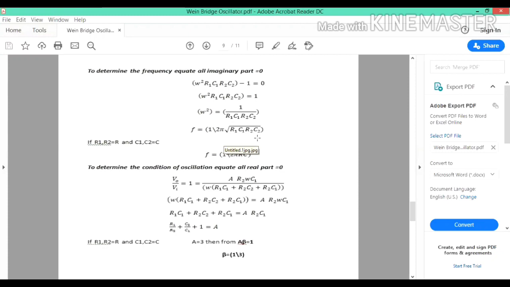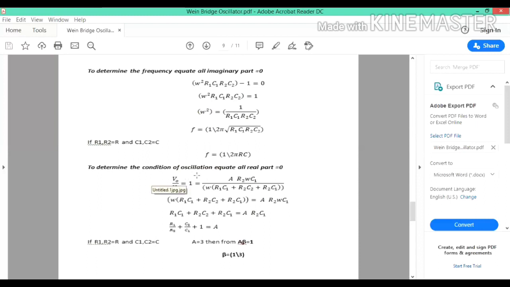In most cases in your feedback network, the resistances we use will be of equal values. So if R1 equals R2, we can take it as R. If C1 and C2 have the same value, you can take it as C. Then R1 and C1, R2 and C2, everything is the same value, so you can simplify the frequency equation like this: F is equal to 1 divided by 2 pi RC. Now, this is the frequency formula for your Wein bridge oscillator.